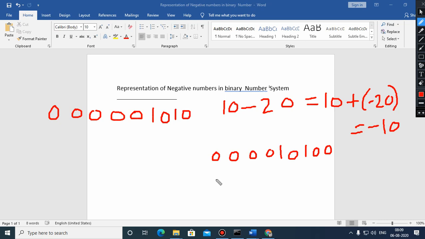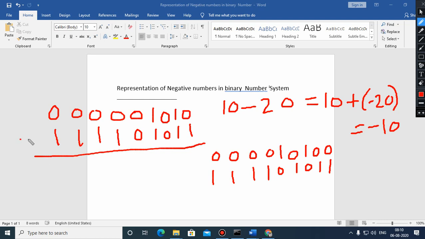So minus 20 in one's complement will be 1, 1, 1, 1, 4 times 1, 0, 1, 0, 1, 1. So this is 1, 1, 1, 1, 0, 1, 0, double 1. So just add these two. You will get 1, you will get 0, you will get 1, and you will get 0, you will get 1 here, and you will get 1, 1, 1, 1.